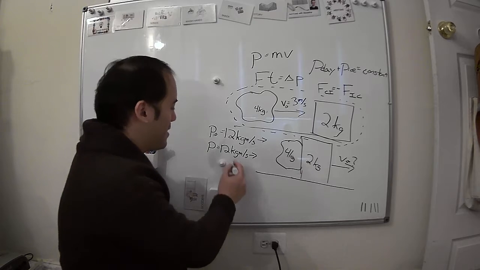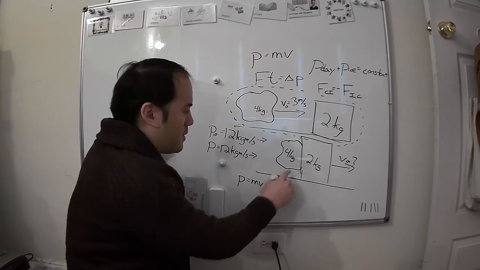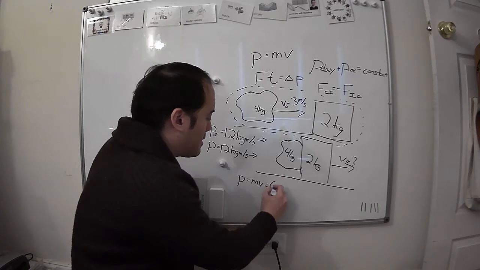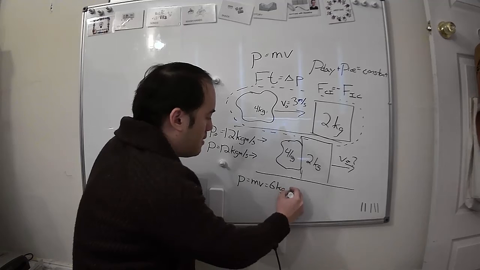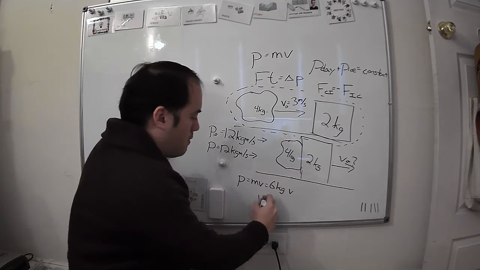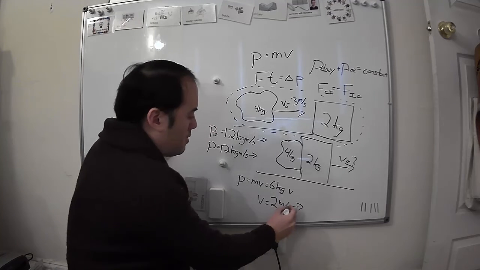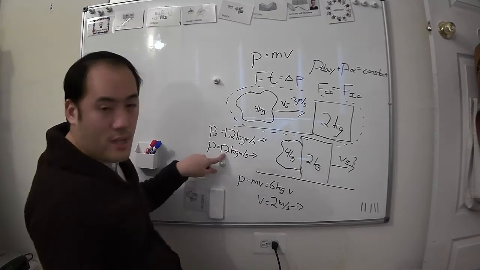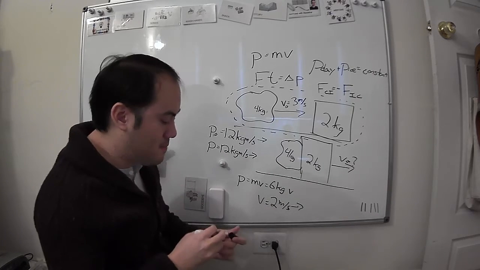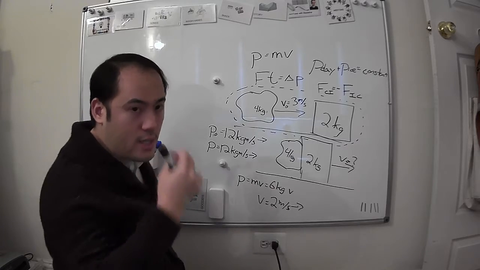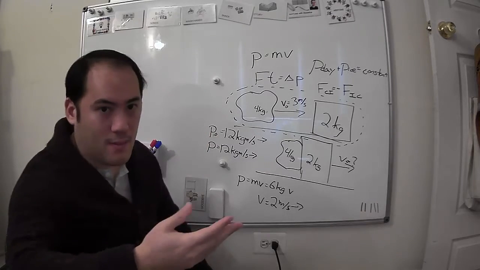Great job. The momentum is m times v, so it's the total mass, 6 kilograms, times v. V is 2 meters per second. It's 12 over 6, and the direction is maintained. So this is a conservation of momentum problem. There's lots of examples of conservation of momentum problems.